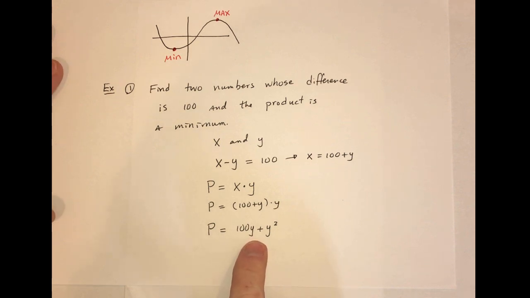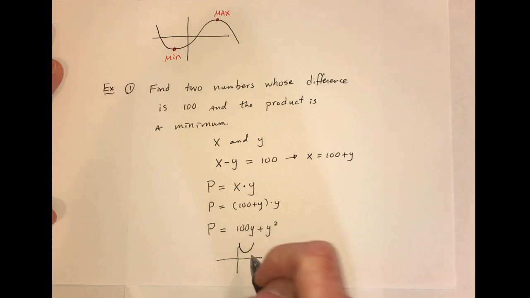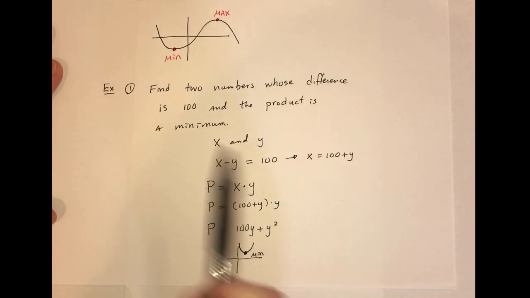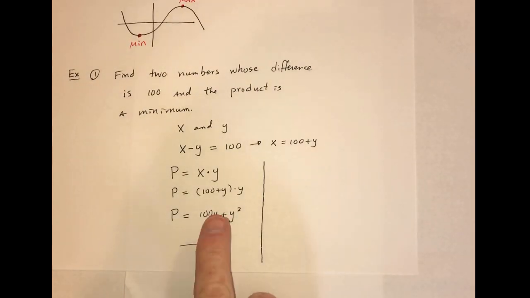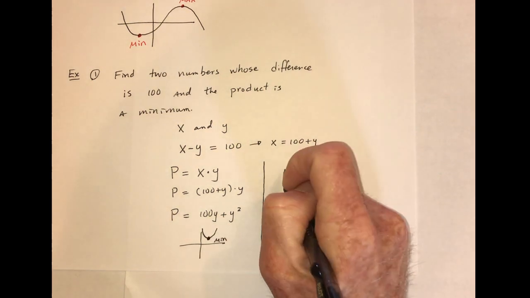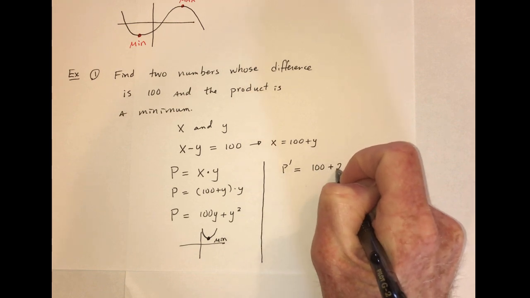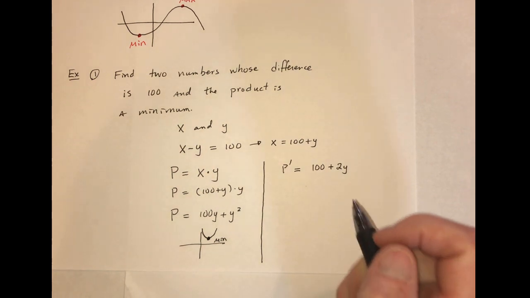And if you remember pre-calculus, the graph of this is a parabola. And because the number in front of y squared is positive, it's a parabola that is facing up, which means that at the vertex, it has a minimum, which is good because the question was asking for a minimum. Now, take this function and find the derivative. So p prime will be 100 plus 2y. Set the derivative equal to 0.